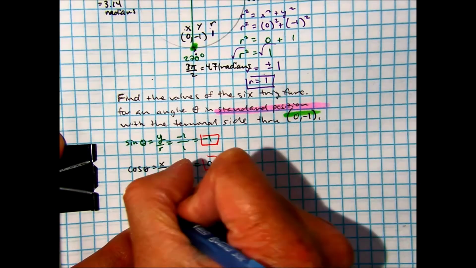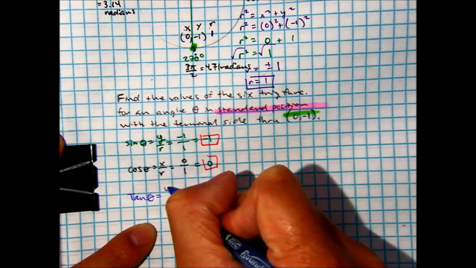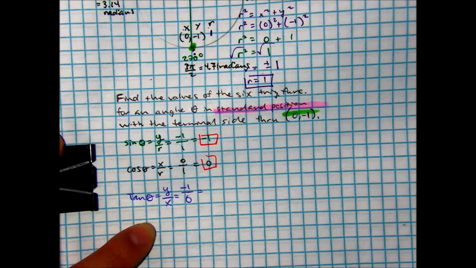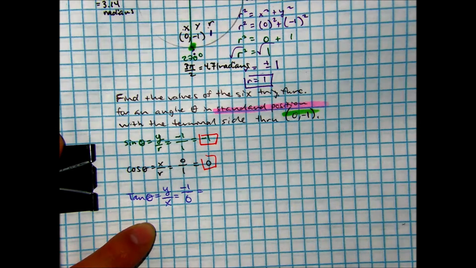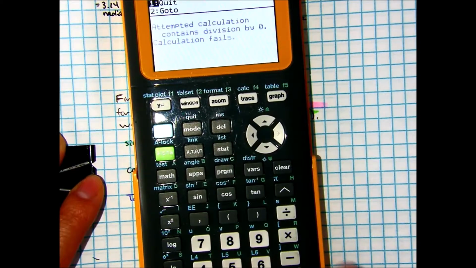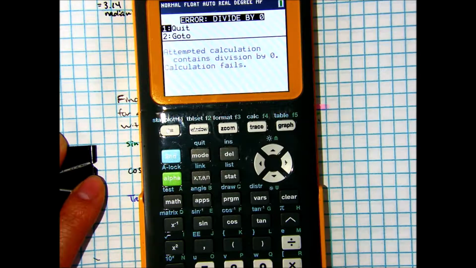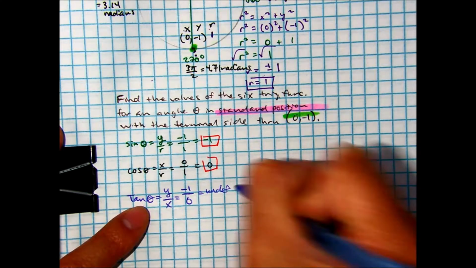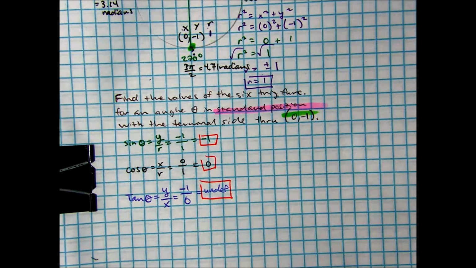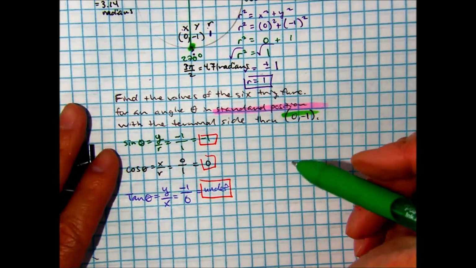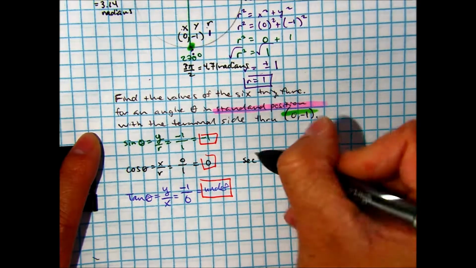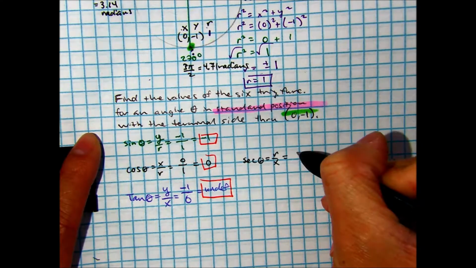Y over x. Negative 1 over 0. Erica, what's your answer? It's helping you. Oh, undefined. Thank you. Erica, popcorn the next person. Ivan. R over x. Ivan, pick the next person.